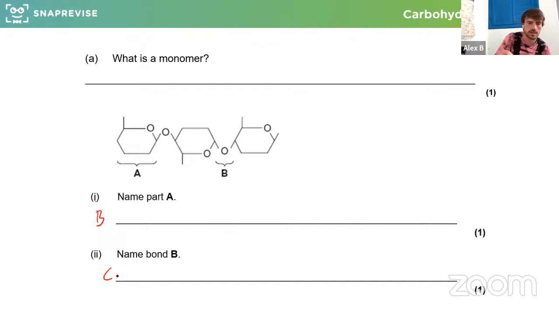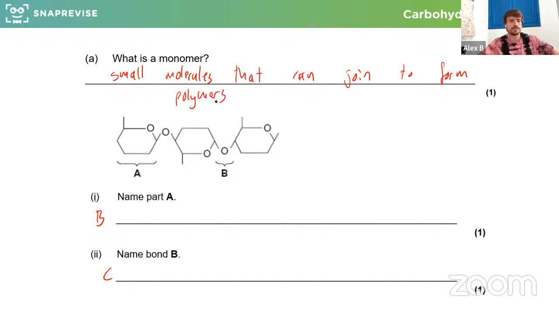Yeah, nice. So we said small molecules. Then we form polymers. Would be a good answer. This is a glycosidic bond. Nice. And let's put one for A.